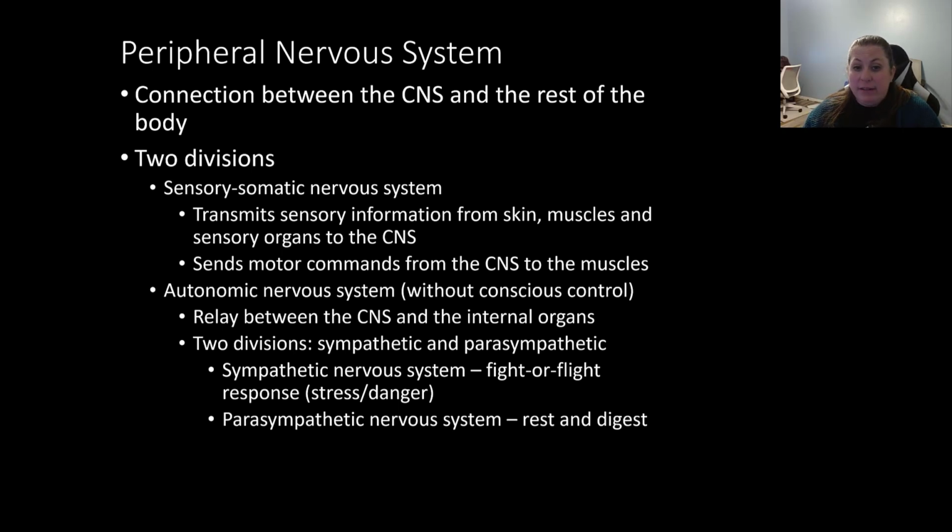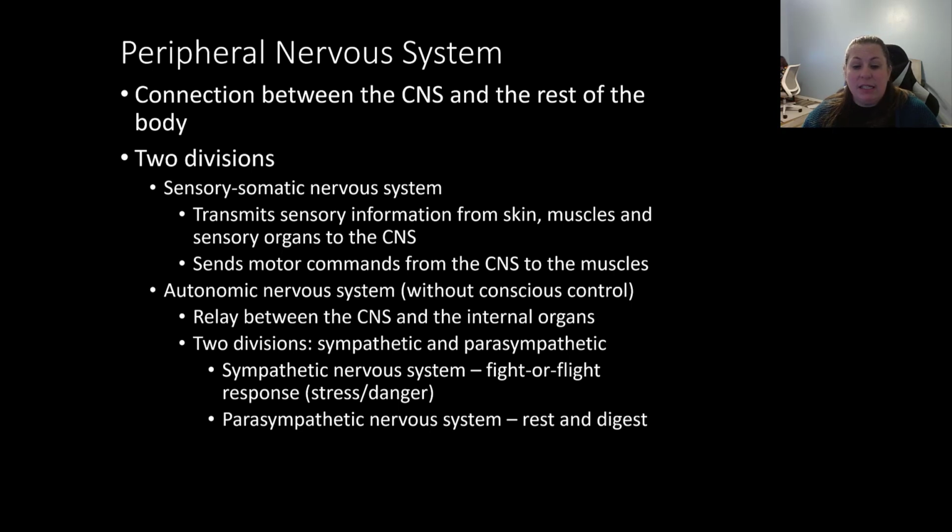The autonomic nervous system, on the other hand, you don't have conscious control. It's automatic, thus its name. This is going to relay information from your central nervous system to most of your internal organs. Now, there's two branches of this. It's called the sympathetic nervous system, which is your fight or flight. This is when your body is stressed or you feel like you're in danger. This part takes over, okay? Increasing your heart rate, putting you more on alert, increasing blood flow to your muscles, that kind of stuff.